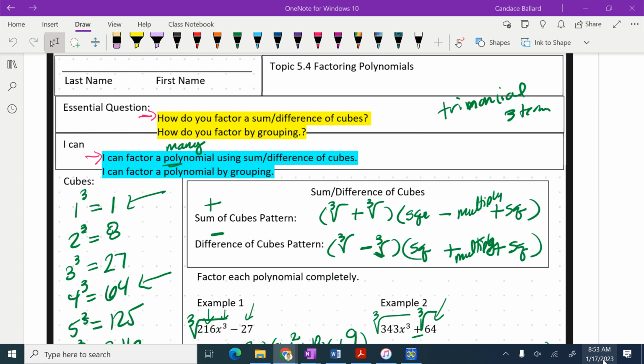Perfect. All right, Sebastian, can you read us the I can statement? I can factor a polynomial by grouping. Perfect. Polynomial, remember we talked about on Friday, that means many. And so we've had polynomials all along. You guys already know how to do a lot with polynomials that we're not doing official lessons on.